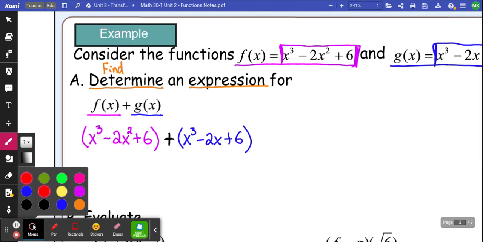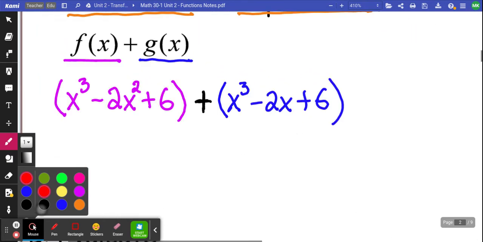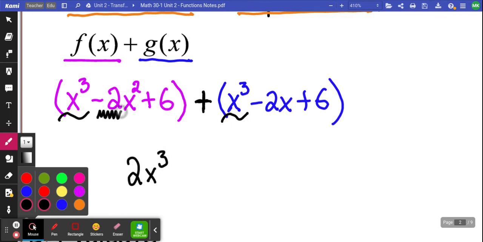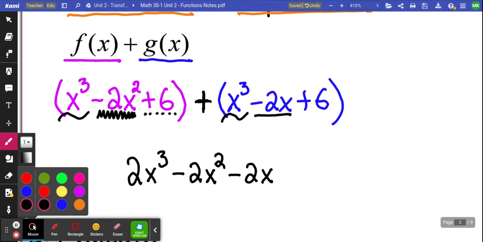So like terms go together, right? X cubed plus x cubed would become 2x cubed. Negative 2x squared would add with other x squareds. There are no other x squared. So it stays negative 2x squared. X to the power of 1, right? There's only one of them. It's negative 2x to the power of 1. And then constants, meaning that there's no x, go together.